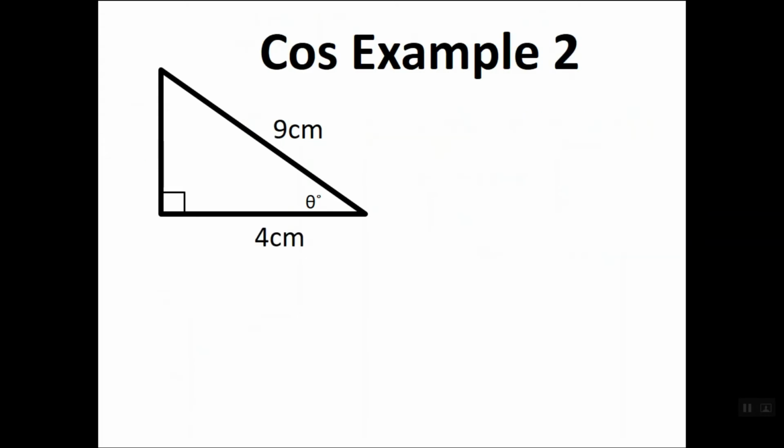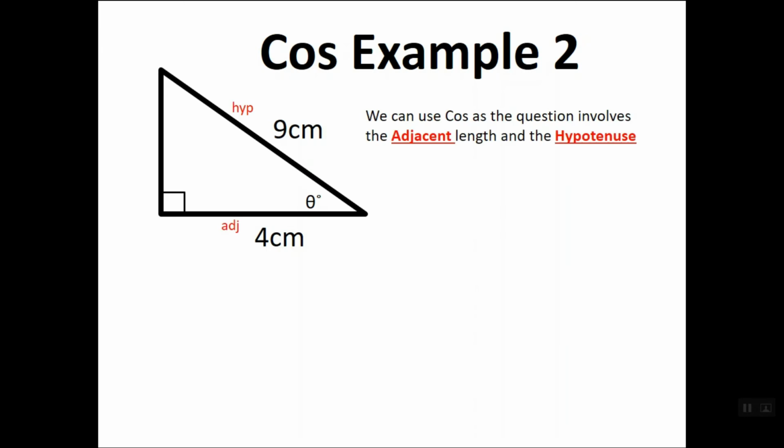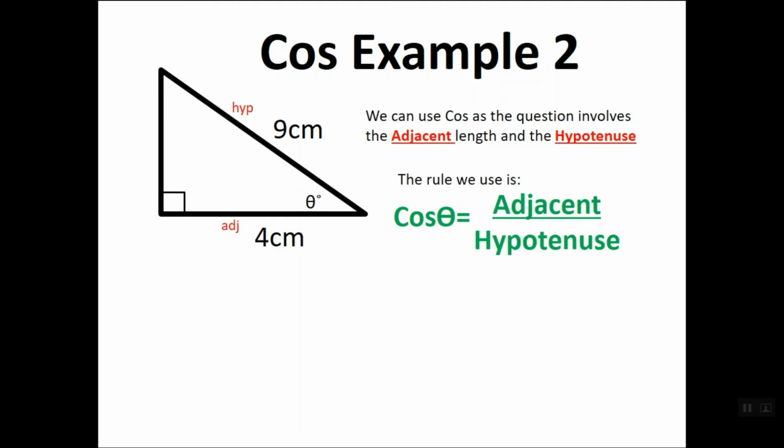Now let's look at our second example, for cos. Even though we know we're using cos, good practice: label your sides. So that's my hypotenuse, that 9 centimeters, and that 4 centimeters represents my adjacent. We can use cos as the question involves the adjacent length and the hypotenuse. My next step is to write my rule. I always write my rule, guys, because that way you won't forget it. So cos theta is equal to adjacent over hypotenuse.